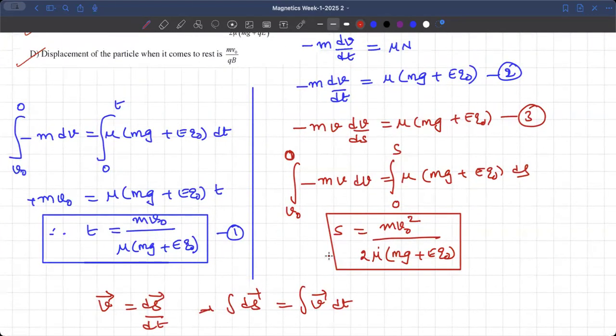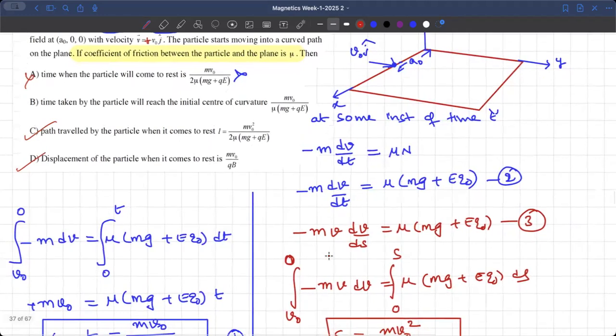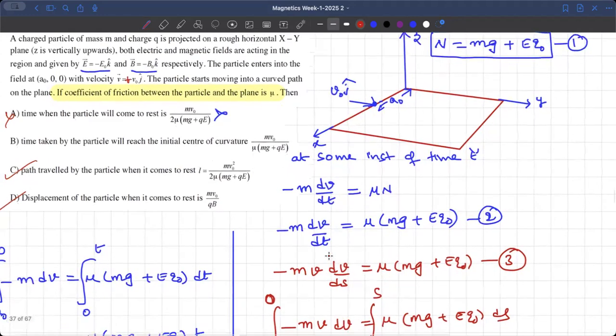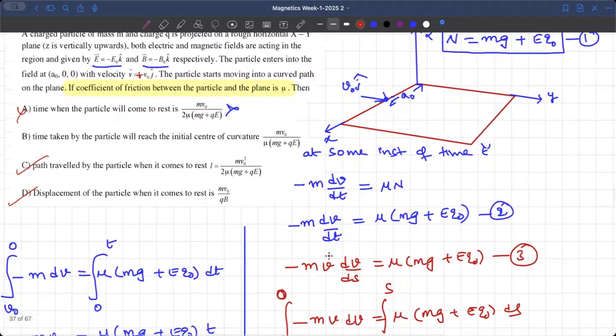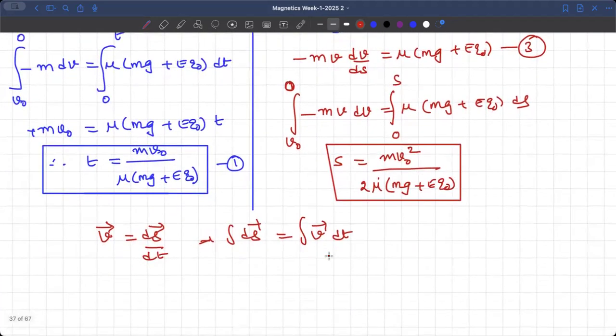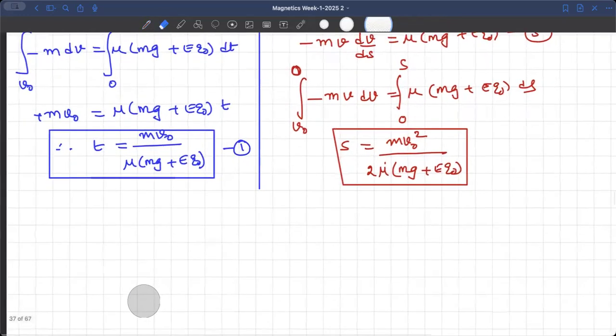Integral ds bar is v bar dt. Do we have any v term? The option about time taken to reach the initial center of curvature is wrong, that is wrong actually. Displacement of the particle when it comes to rest, displacement is what you want. Hold on. Let me write the forces now completely.